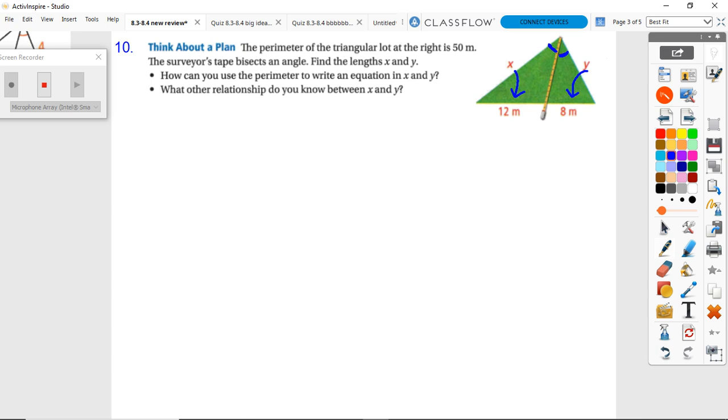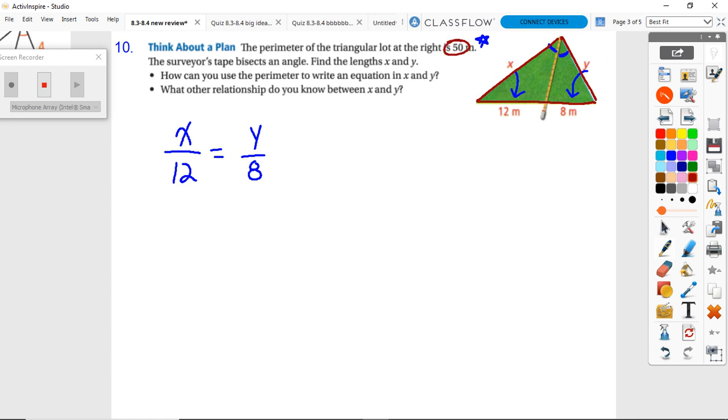If I think, all right, how do I set this up? x is to 12 as y is to 8. Can't cross multiply that because you have too many variables. So we have to turn our attention to what else is happening in this problem, and they give you a pretty good idea of what's happening here. The perimeter of the triangular lot at the right is 50 meters. So they've got to give you some other information or else you can't solve it. And in this case, the perimeter, all the way around the outside of this triangle, is 50 meters.